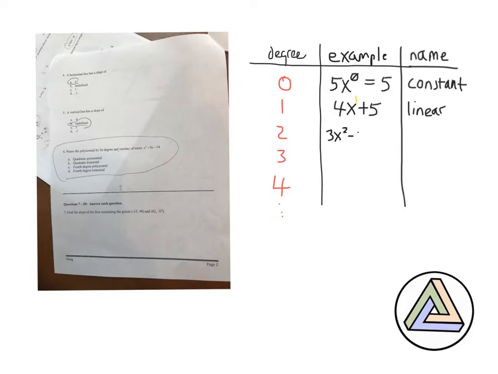If you have a degree of 2, that means the highest exponent present is 2, so something like 3x squared minus 2x plus 7. Again, focusing only on degree, the highest exponent present is 2, and we call that a quadratic.